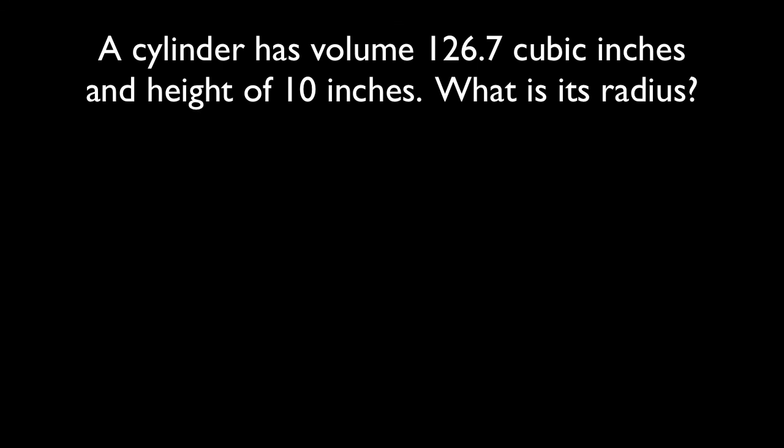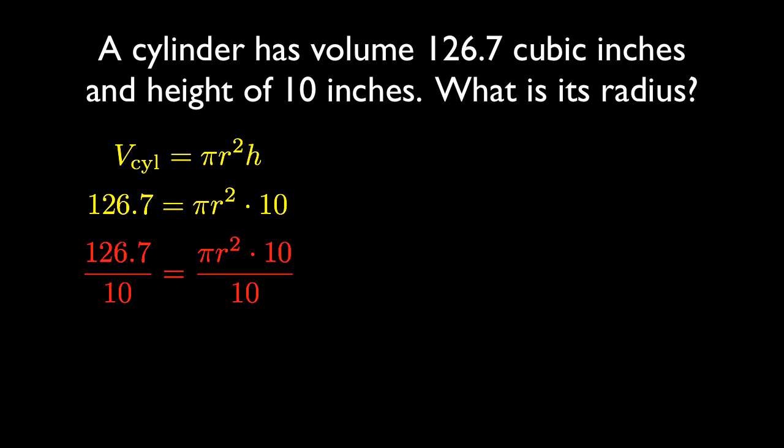And now one last example. Here we're dealing with the volume of a cylinder. We know the height, and we want to find the radius. So first, let's talk about this formula we're using. So the volume of a cylinder is pi r squared times h. We know the volume is 126.7 and the height is 10. And so we need to solve for r.